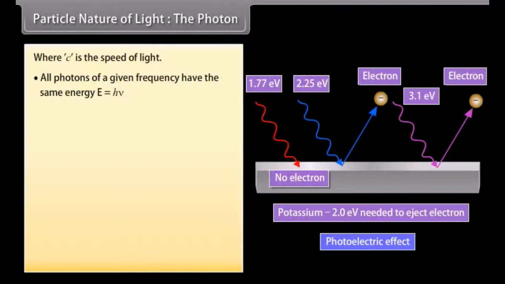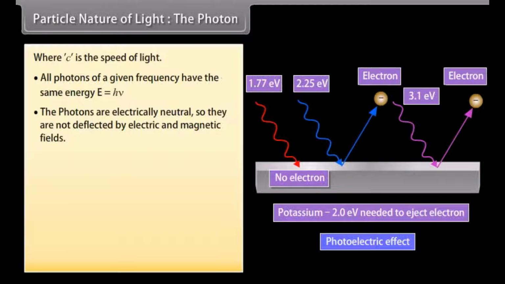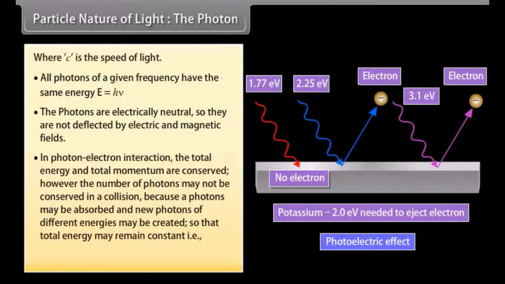All photons of a given frequency have the same energy E, which is equal to hν. The photons are electrically neutral, so they are not deflected by electric and magnetic fields. In photon-electron interaction, the total energy and total momentum are conserved. However, the number of photons may not be conserved in a collision because the photons may be absorbed and new photons of different energies may be created, so that total energy may remain constant, that is hν equals hν1 plus hν2.